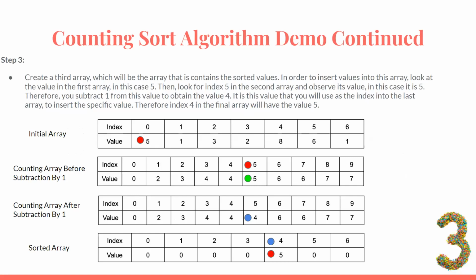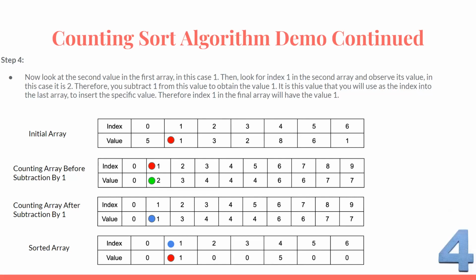So for step 3, you're going to create a third array, which will be the array that contains the sorted values. In order to insert the values into this array, look at the value in the first array, in this case 5. Then look for the index 5 in the second array and observe its value. In this case, it's 5. Therefore, you subtract 1 from this value to obtain the value 4. It is this value that you will use as the index into the last array to insert the specific value. Therefore, index 4 in the final array will have the value 5.